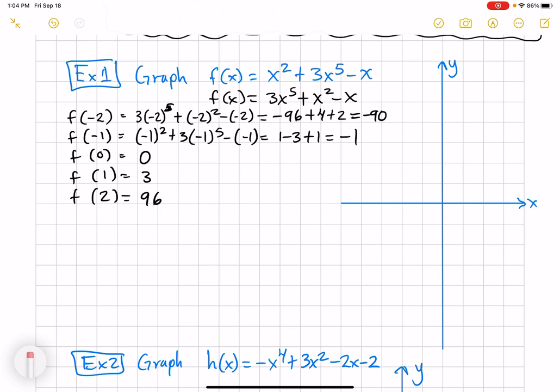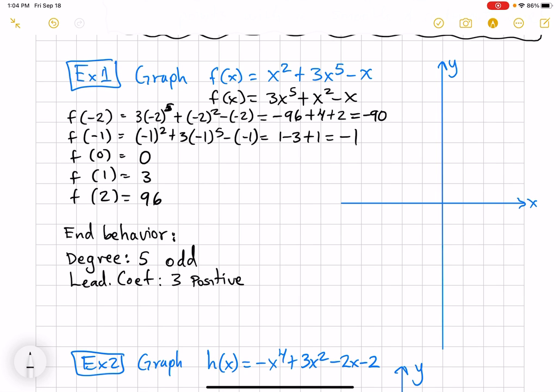So the first part is done. We found a few points and we could go ahead and actually plot them. But the next part is we need to take a look at the end behavior. What does the end behavior of this graph look like? First of all, the degree: we really don't care what the degree is, but we do care about whether it's odd or even. So this degree is 5, which means it's odd. And then the leading coefficient is 3, which is positive.